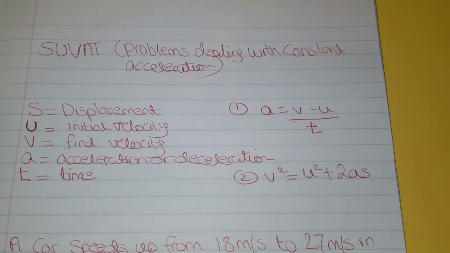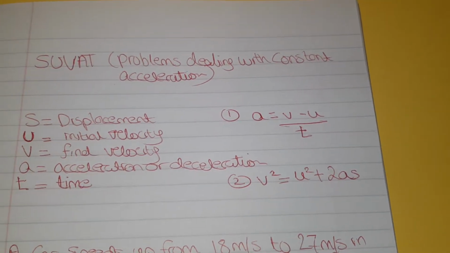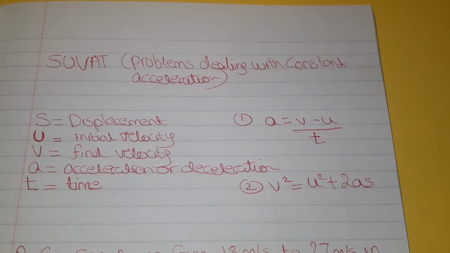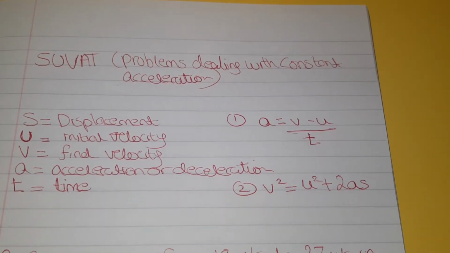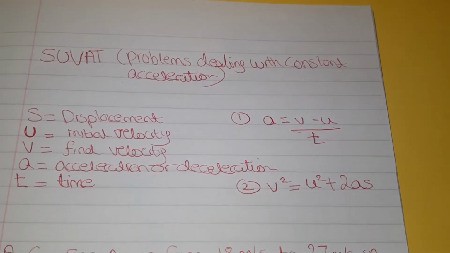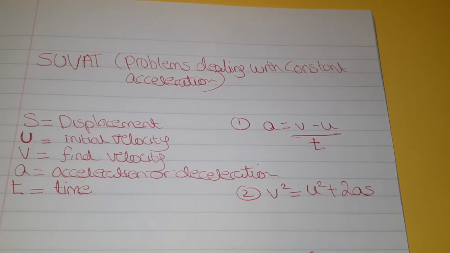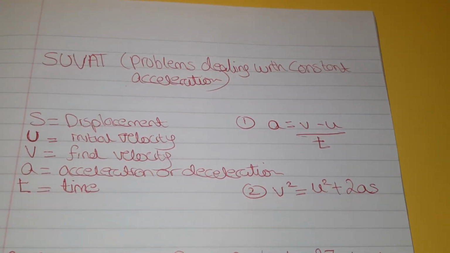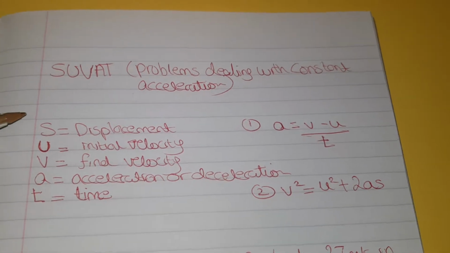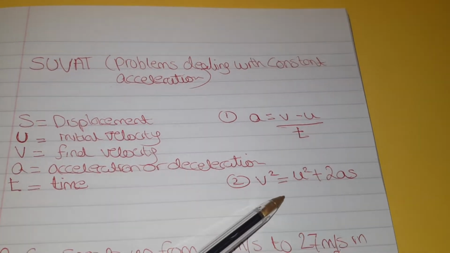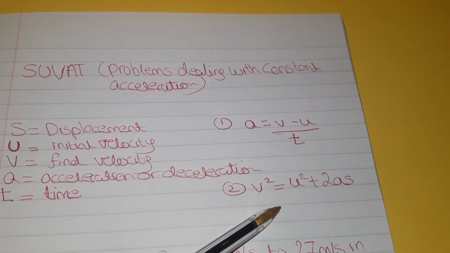Okay, so last topic, I guess. SUVAT. Problems that they can really give you for grade 7 to 9 questions, and they deal with constant acceleration or deceleration. So let's just understand what all the letters mean, because they do give you this formula in the exam. You might be thinking, what the hell is it?